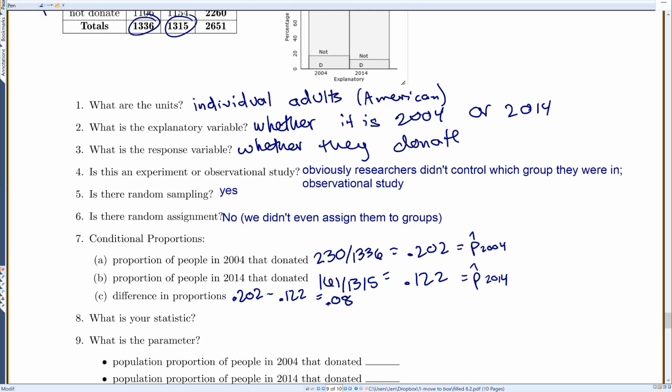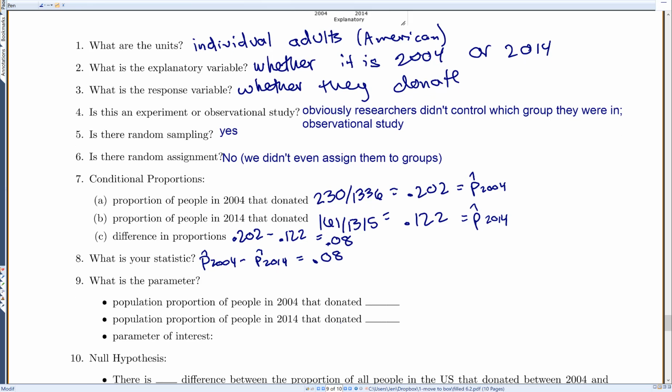So 0.08. So what is my statistic? My p hat for 2004 minus my p hat for 2014 equals 0.08. That was my difference in proportions for my sample. Okay. But what is the parameter?